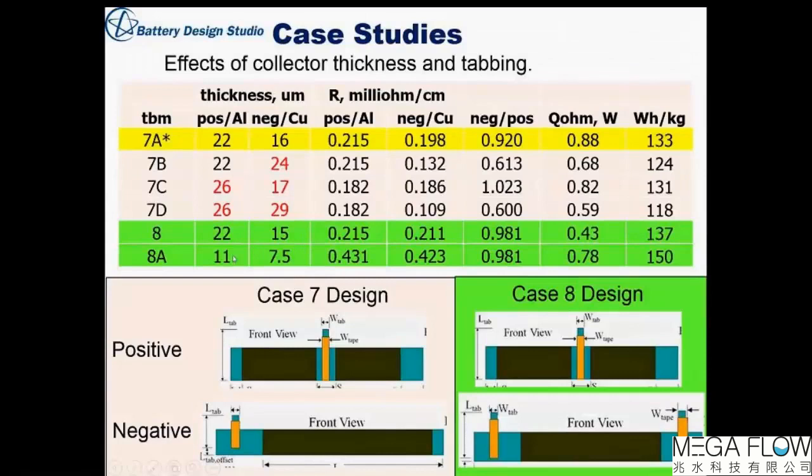Now, another thing we could try is reducing the current collector thickness and keep this similar type of ohmic heating loss.